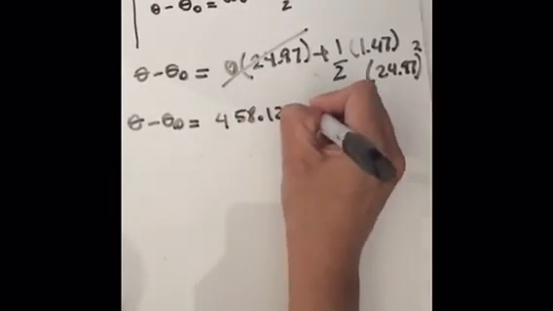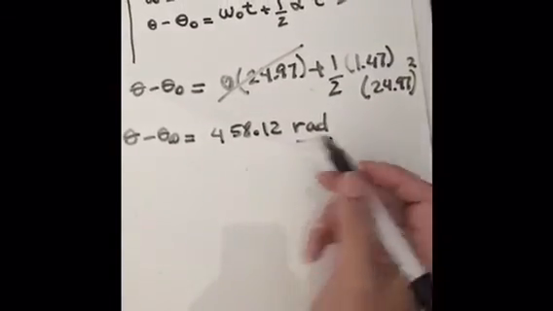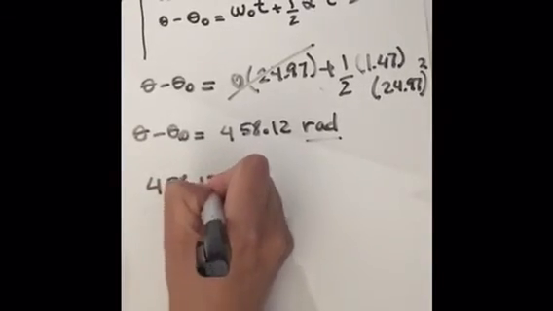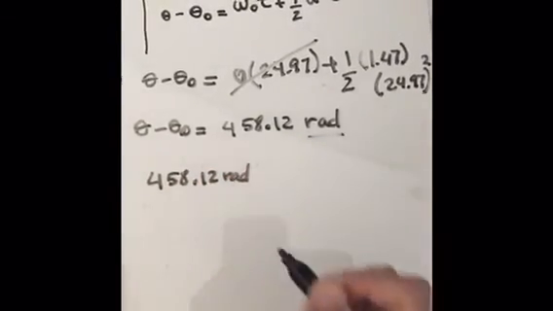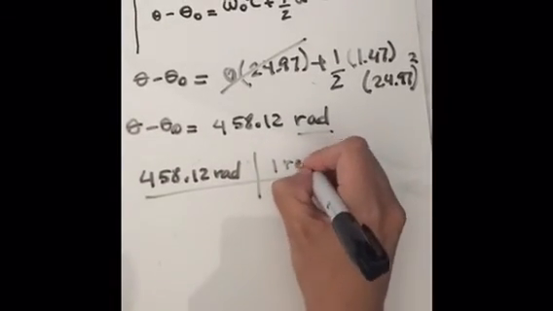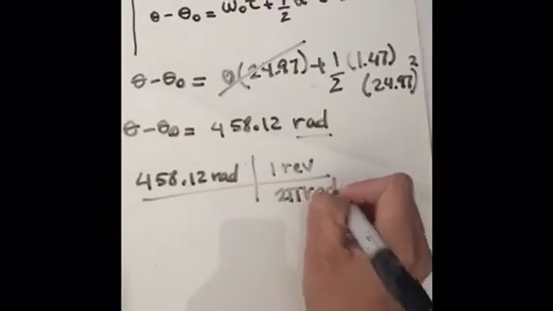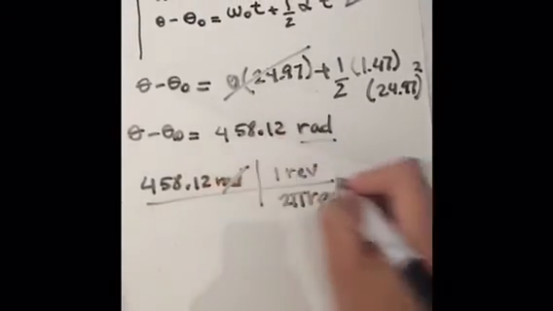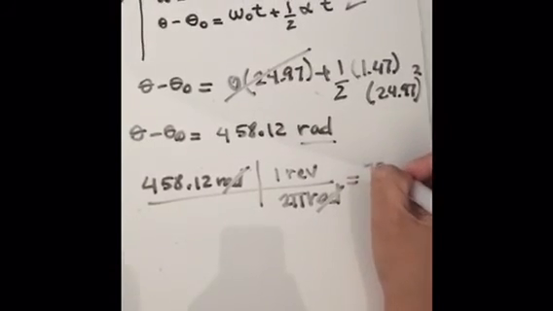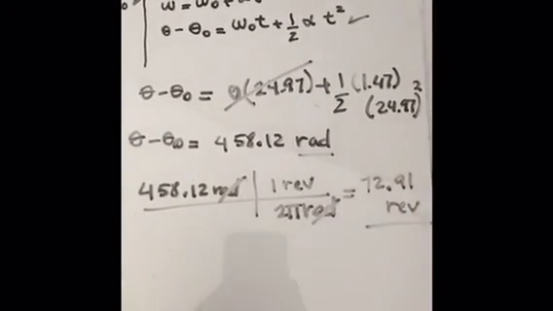458.12 radians. But we're not looking for radians, we're looking for revolutions. And we know that 458.12 radians have to be converted to revolutions like that. We know that 1 revolution is equal to 2 pi radians, so the radians cancel out and it gives you just revolutions, which is equal to 72.91 revolutions. That's all for this problem.